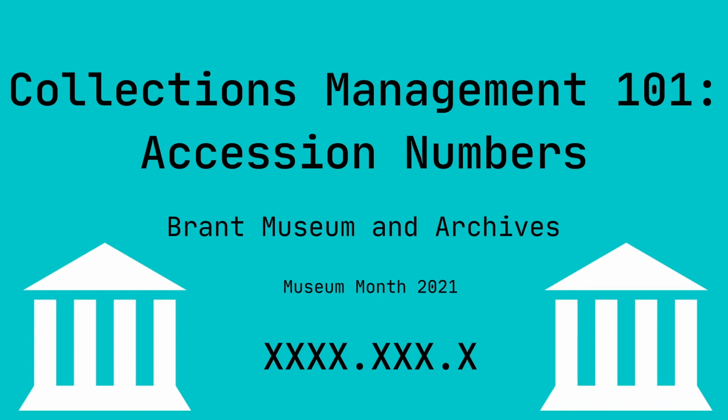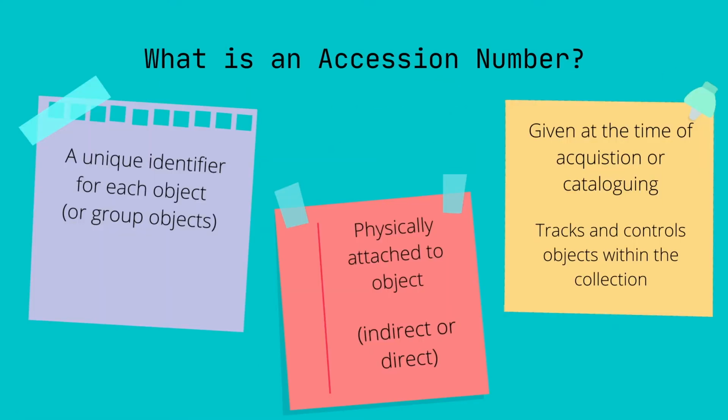Today's video is on accession numbers, presented by Brant Museum and Archives in honor of Museum Month and Day 2021. For this video, we will be explaining what an accession number is and how to read one. Accession numbers are the foundation to a museum's collection information system, helping to track and control the movement of objects and associated information. An accession number is a unique identifier for each object within the collection.